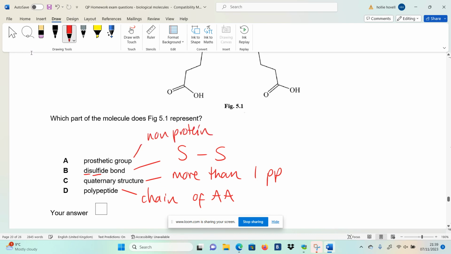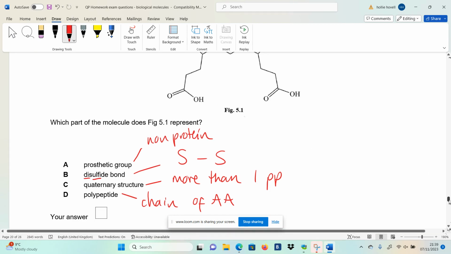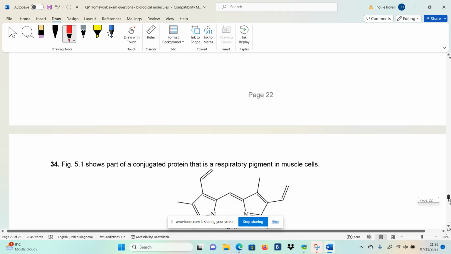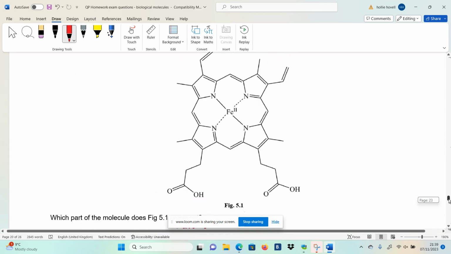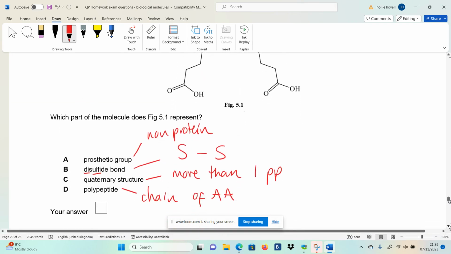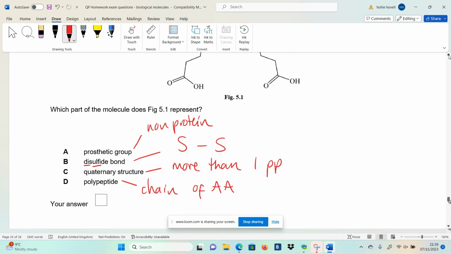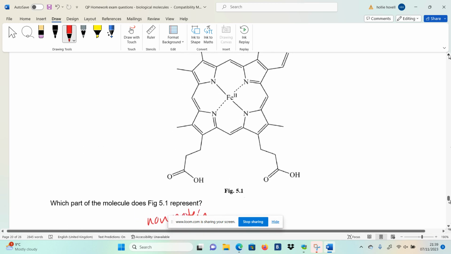Okay, so if we look at the molecule again, let's see what you can see. Going from the bottom, the options are, is it a chain of amino acids? We know amino acids have a COOH group and an NH2 group. Have we got those? No, we haven't. It's not a chain of amino acids, is it? It doesn't look like a chain of anything. Is it more than one polypeptide? Do they look like polypeptides to you?